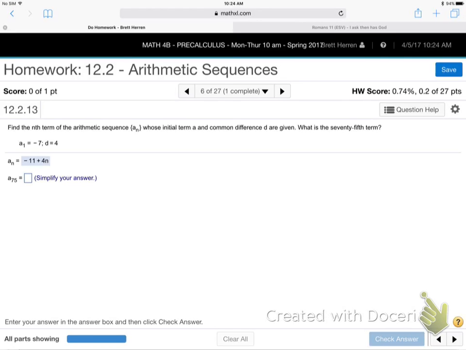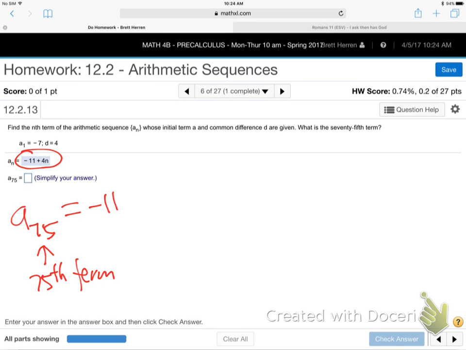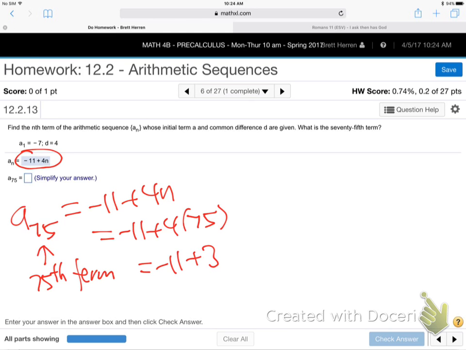Okay, so now we have this formula. We got it right here from the last part. Now they want me to use that formula to find A sub 75. That means the 75th term. In other words, can I jump all the way down to the 75th term? Yeah, just plug in 75. Just take the formula, minus 11 plus 4n, and plug in 75 for the n. That makes sense? And so we get minus 11 plus, what's that one, 300?